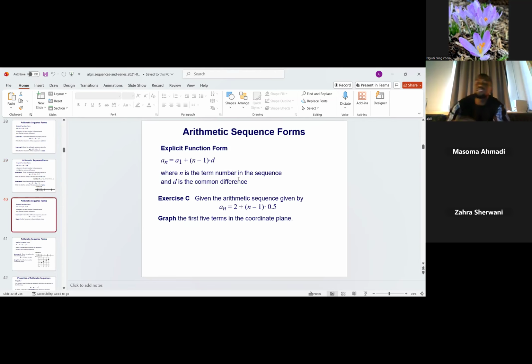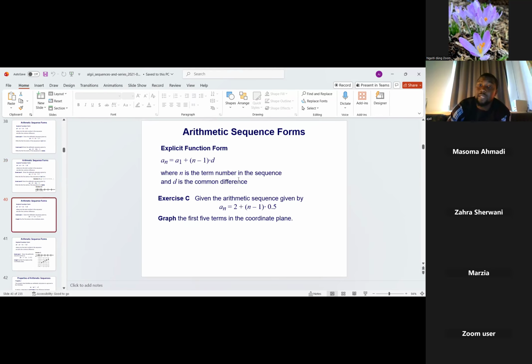So let me expand this formula to explain it in a better way. It is always a plus (n minus 1) multiplied by the common difference: the first term plus the number of terms minus 1, multiplied by the common difference. Anytime you are finding the explicit form of any arithmetic sequence, you should be able to remember this formula, where n represents the number of terms and d stands for the common difference.